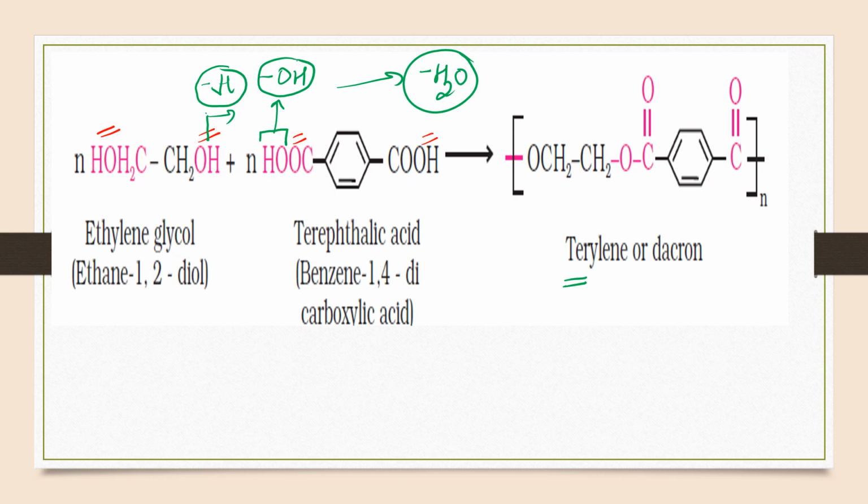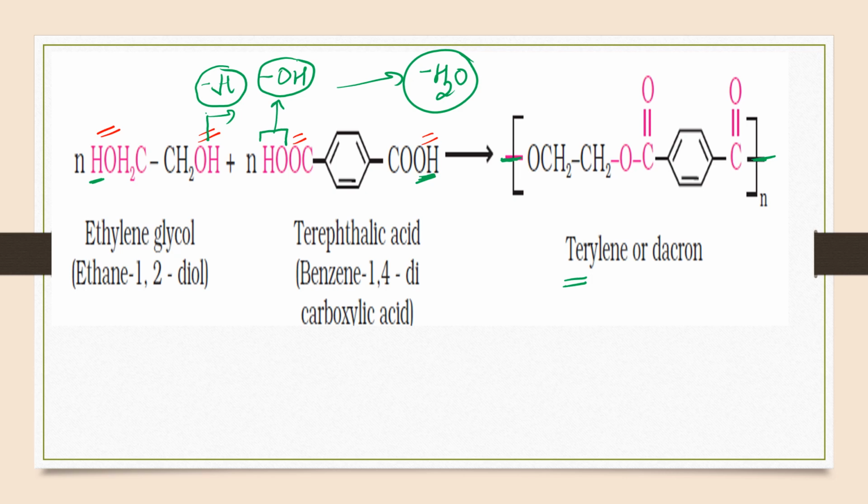So from here we can start. This H is going, so there is a free valency for joining. Next CH2, CH2, H is again going here, C double bond O, and this benzene, and again here OH is going, so this is OH, right? This is the formation of terylene or dacron.